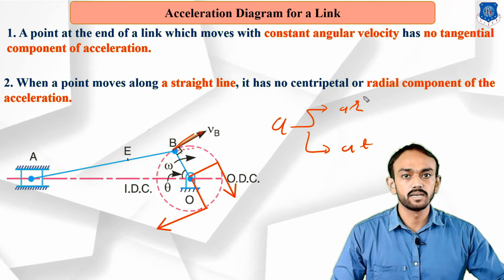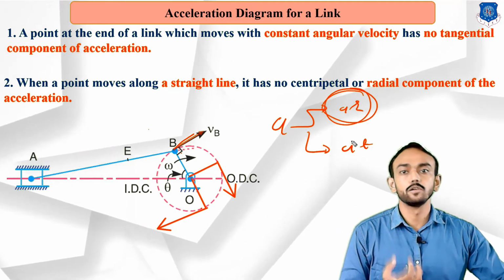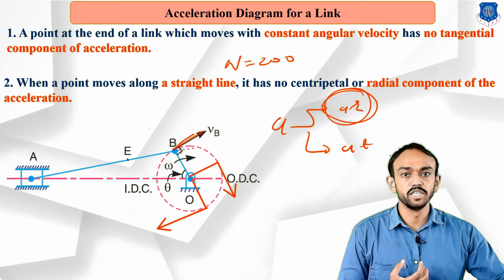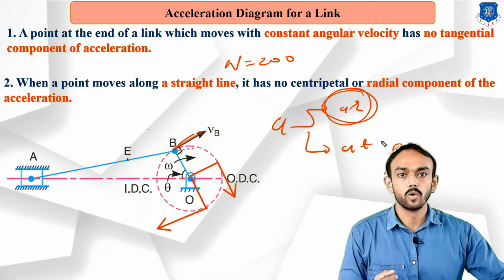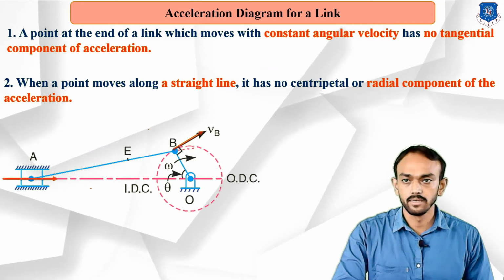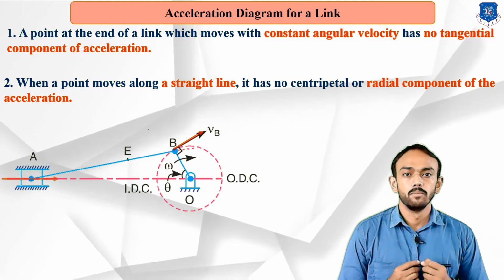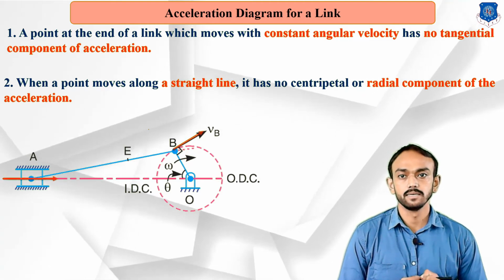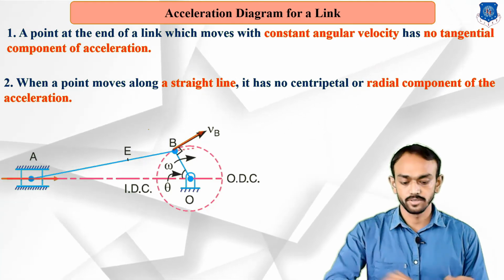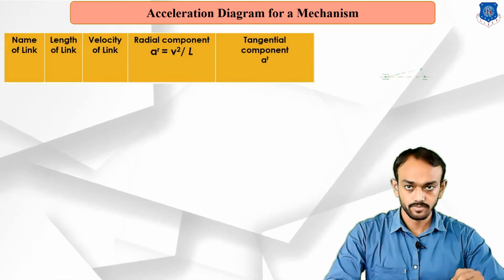So we will consider the radial component, but its magnitude is constant because it is rotating at the same RPM, like 200. So the tangential component will be 0, and we will consider only the radial component. Calculating these types of examples, we will make a table here, and it is very useful in calculating any example of acceleration. Let's understand the table for acceleration.